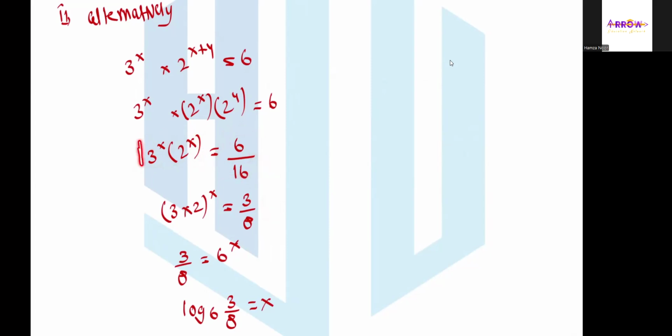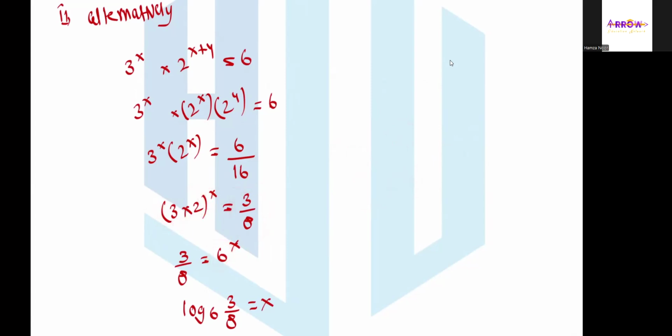And now according to the rules of indices, I can say that 3 multiplied by 2, whole thing raised to the power of x. As you know, according to the laws of indices, if you have a raised to the power of m multiplied by b raised to the power of m, this is exactly the same thing as saying a multiplied by b, whole thing raised to the power of m. So I can say that 3 multiplied by 2, whole thing raised to the power of x, is equal to 3 over 8, and 3 times 2 is basically 6.